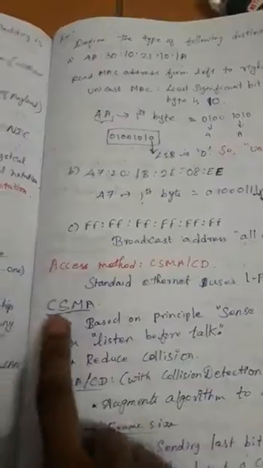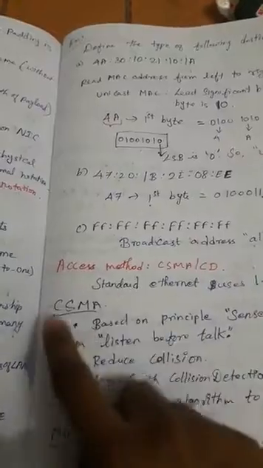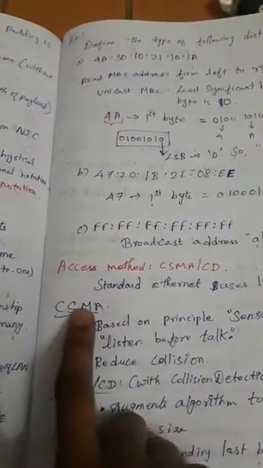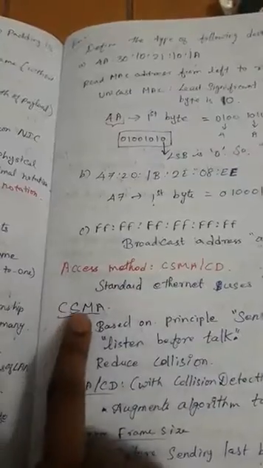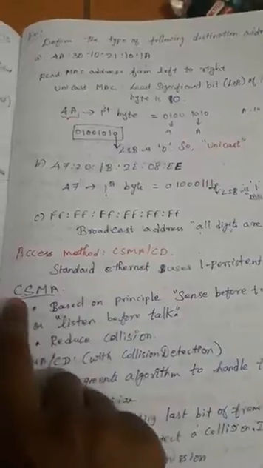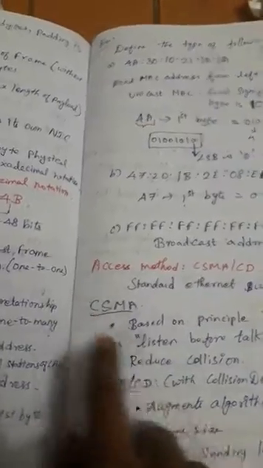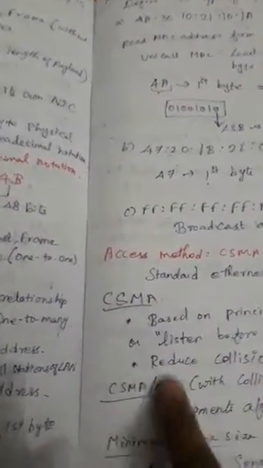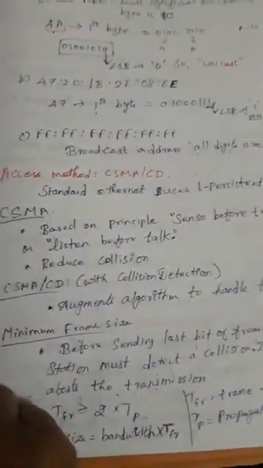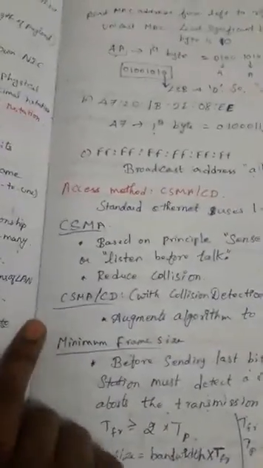Here we use the CSMA/CD access method for standard Ethernet. It uses one-persistent CSMA/CD. CSMA is used to reduce collisions. CDMA is code division multiple access, while CSMA is carrier sense multiple access with collision detection. It has an augmented algorithm to handle the collision.